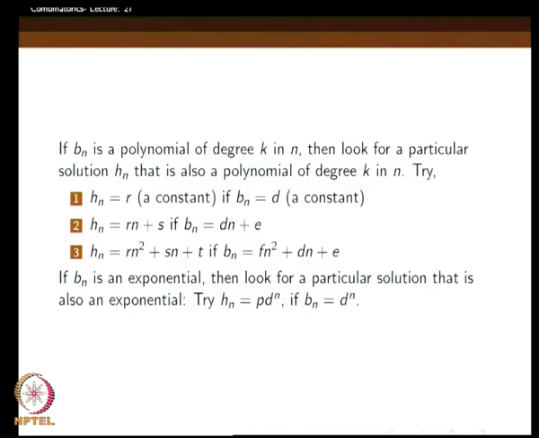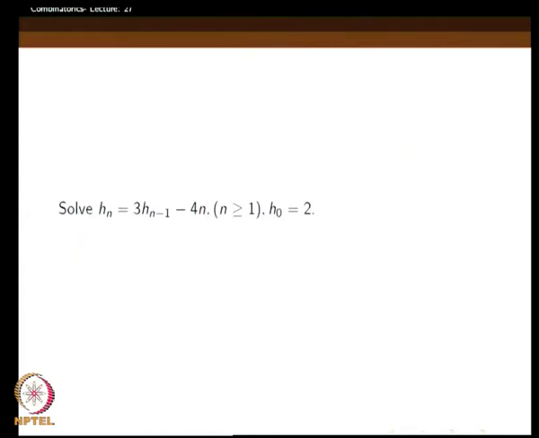Now you see, once you can get a particular solution, what happens is you can sum up the general solution for the homogeneous part and the particular solution, and then solve for the constants so that the initial conditions are met. That is what we should do. So now we will get some experience by looking at some problems.